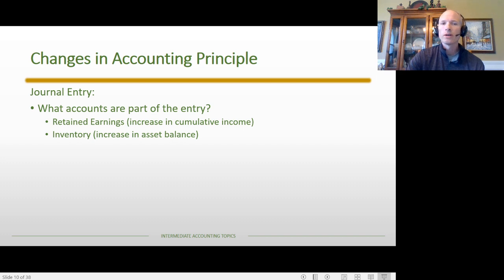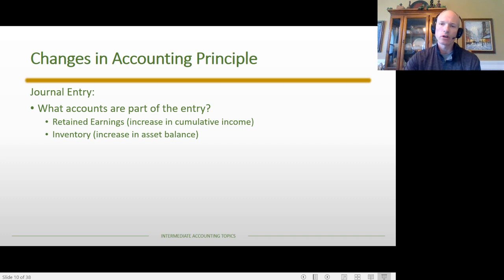And this has to come from your intuition. So anytime we have one of these problems, there's really not an easy way to memorize what you need to do. You really need to think about what accounts are going to be affected by this change.